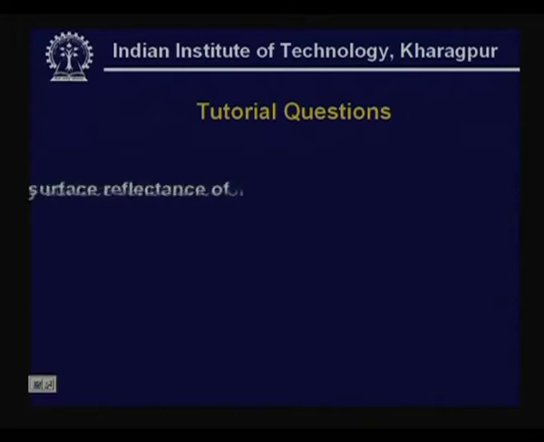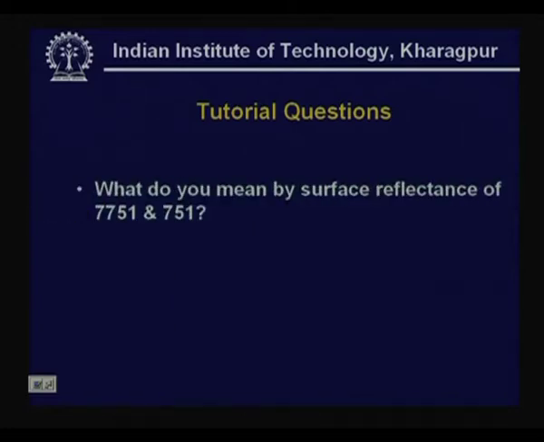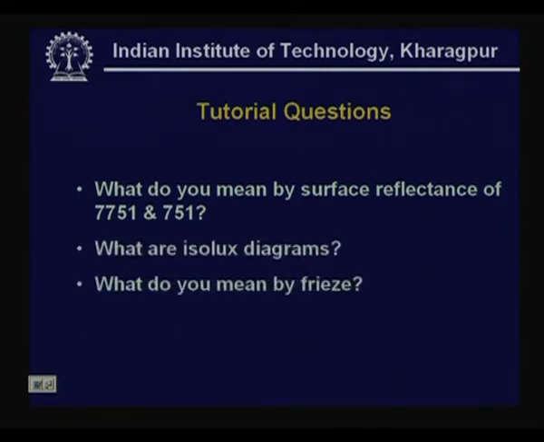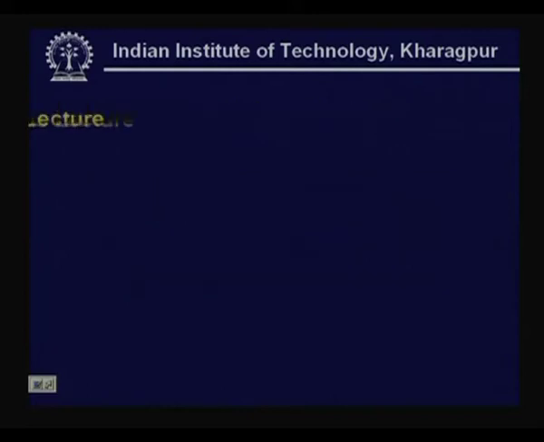Coming to the tutorial questions that may be addressed, the surface reflectances are specified by a 4-digit or a 3-digit number. So, the first question is, what do you mean by surface reflectance of 7751 and 751? What are isolux diagrams? What do you mean by frieze?